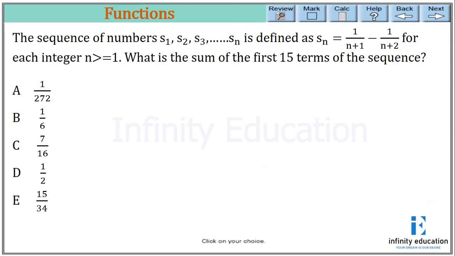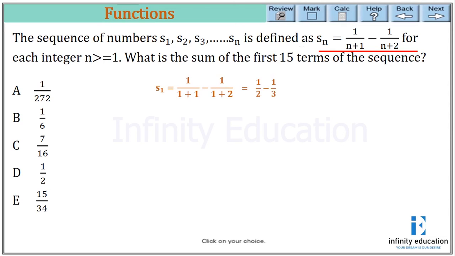The sequence of numbers S1, S2, S3 up to Sn is defined as S of n equals 1 by (n plus 1) minus 1 by (n plus 2) for each integer n greater than 1. What is the sum of the first 15 terms of the sequence? If you look at the question carefully, it is given S of n equals 1 by (n plus 1) minus 1 by (n plus 2), and they are asking for the sum of the first 15 terms of the sequence.